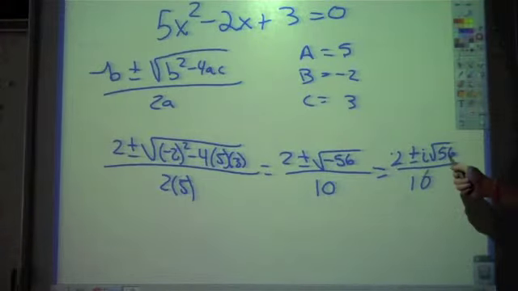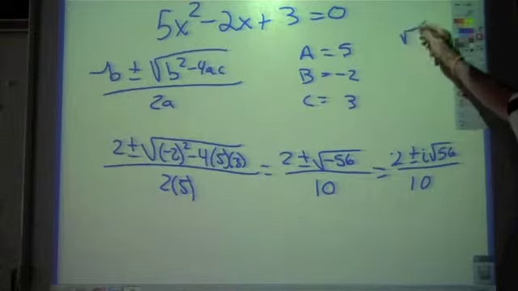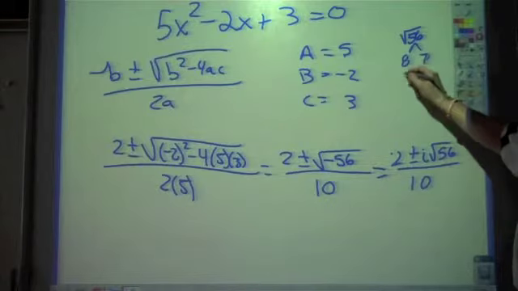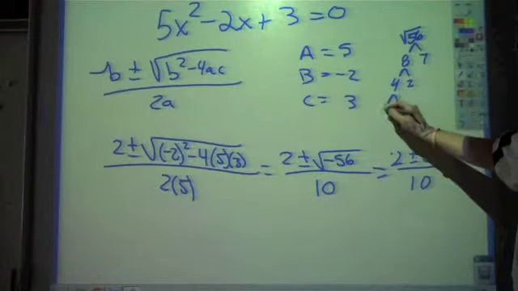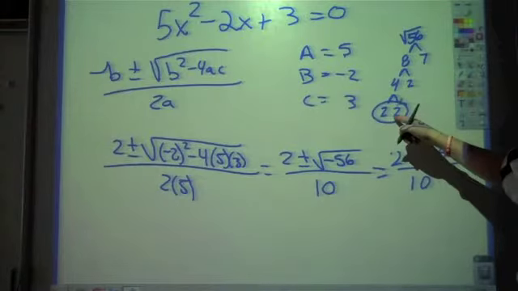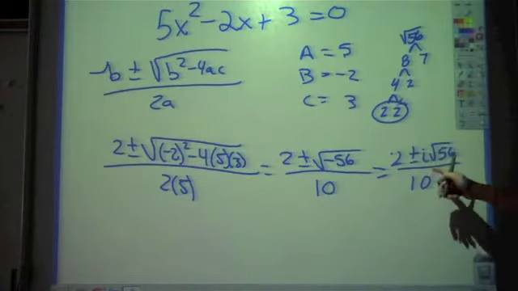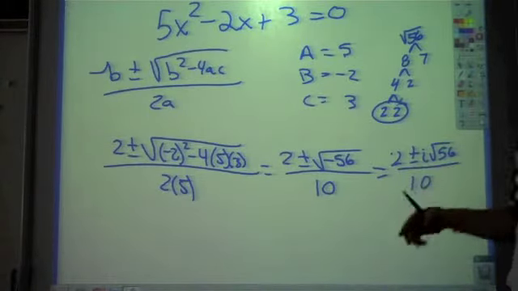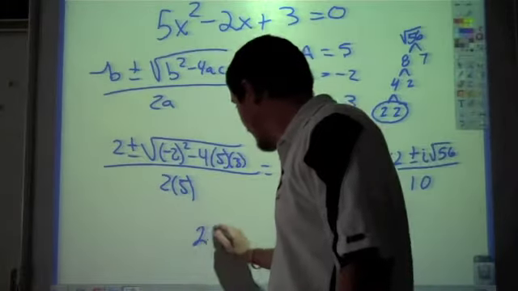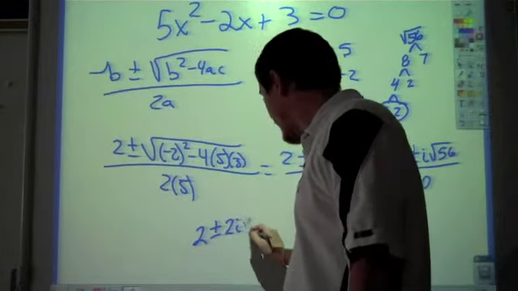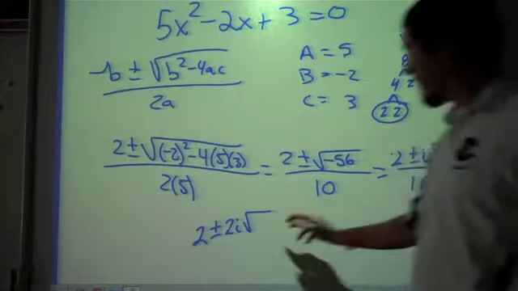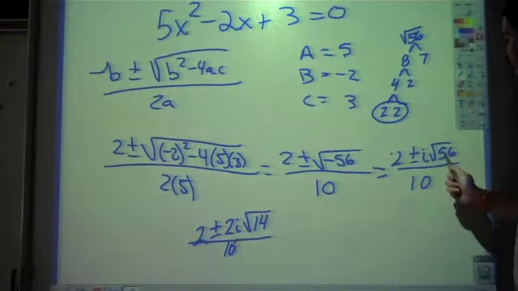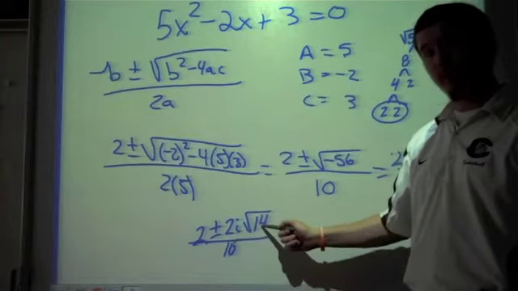Now that we've taken i out, we see we have the square root of 56. So what you want to do is take the square root of 56 and break it down like we've done before. 8 times 7, 4 times 2, 2 times 2. So I have a pair of 2's. Remember, when you make a pair of a number, it goes outside. There's an i outside of my square root. So I take this 2 and I put it with the i, and it becomes 2i. So I'm going to have 2 plus or minus 2i square root of 7 times 2 is 14 now on the inside, all over 10. So I've broken down 56 now into 2i square root of 14.